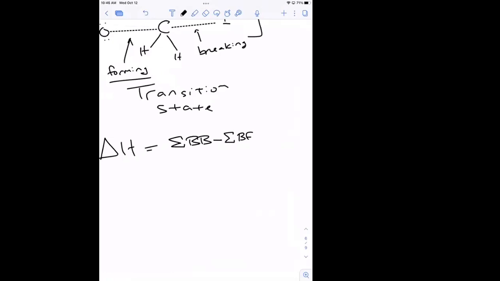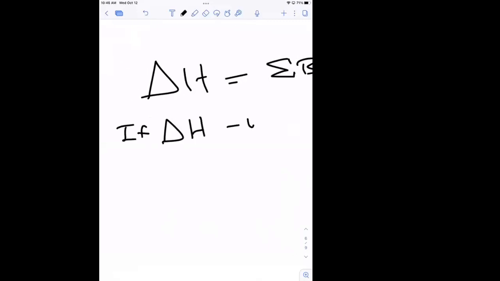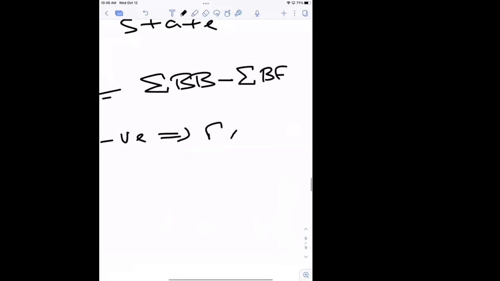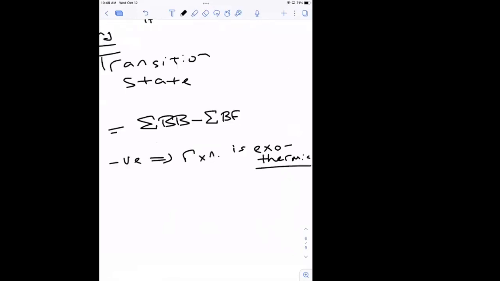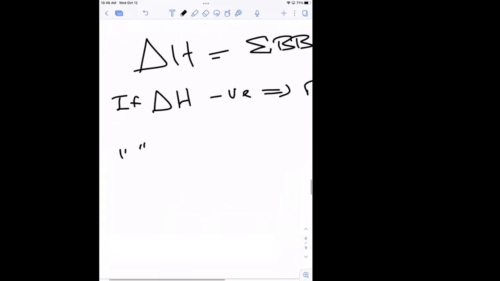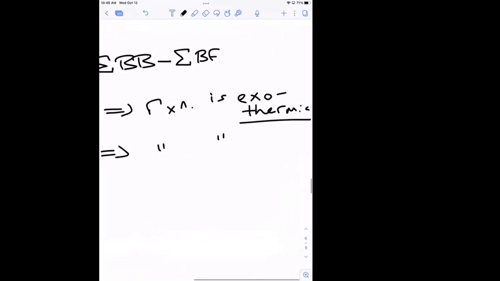If delta H is negative, that means your reaction is exothermic. In your book, it might say exergonic, but it's the same thing. If delta H is positive, that means that the reaction is endo. Do y'all remember those terms from CHEM part 2? One of them releases energy, one of them absorbs energy.